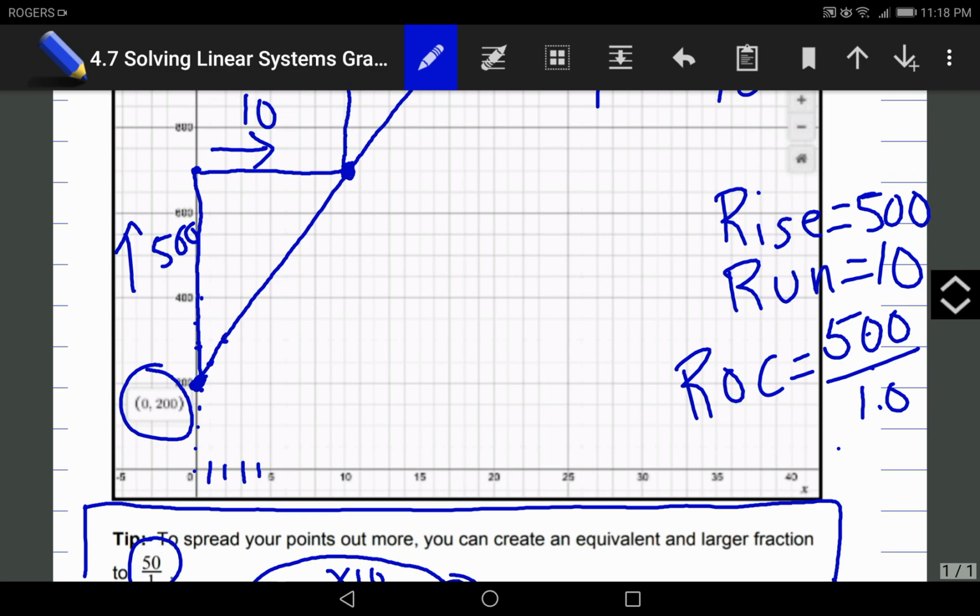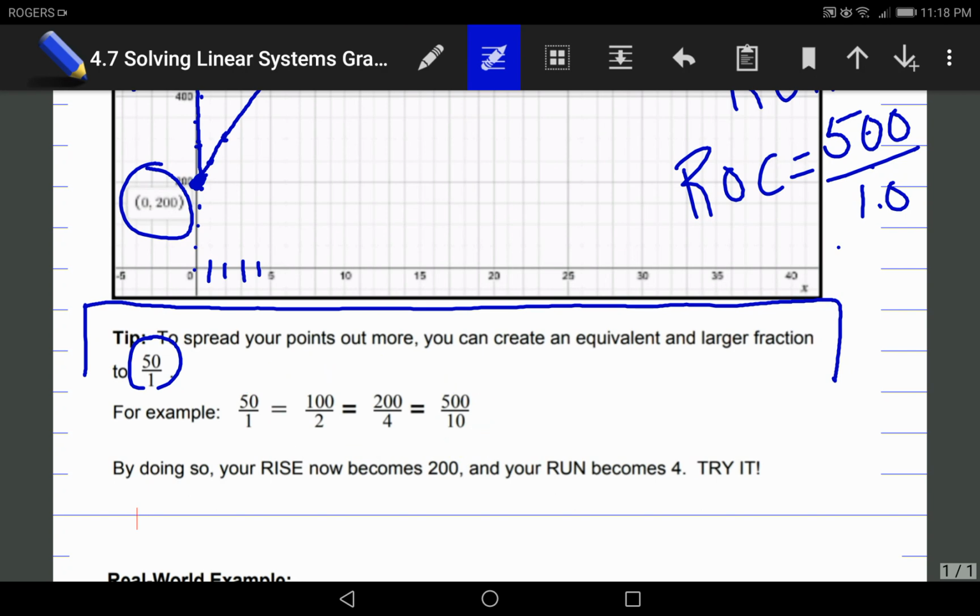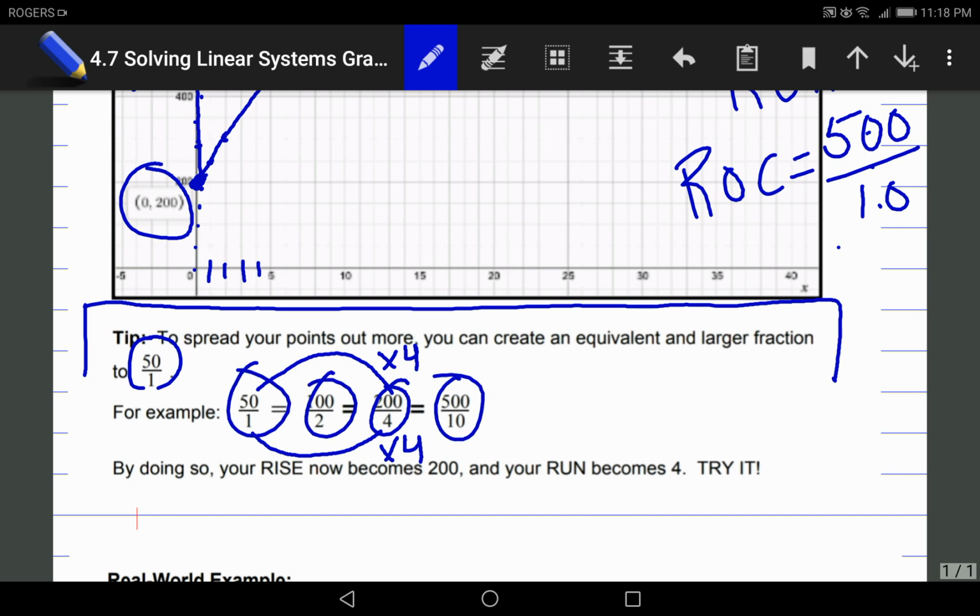And it doesn't have to be multiplied by 10. We could have multiplied it by 4. How about going from 50 to 200, multiplying it by 4? Whatever you do to the numerator, do to the denominator. I could have used this fraction as well. All of these fractions are the exact same. It doesn't matter which one you use. Use whichever one is easier to graph. And actually, I probably would have gotten more points in if I used 200 over 4.